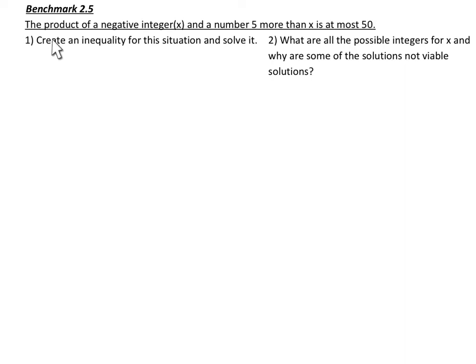When we read this problem, there are some key words. The product of a negative integer, x, and a number 5 more than x is at most 50. The first key word here is product. Hopefully you know that product means multiply. So it's saying multiply two things, and what's the answer?